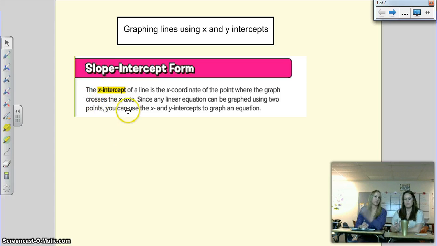Okay, so what is the x-intercept? If the y-intercept is where the line crosses the y-axis, then the x-intercept is obviously where it crosses the x-axis. Wow, it's a mouthful. So we're going to teach you how to find the x-intercept, and then we'll show you how to graph it.